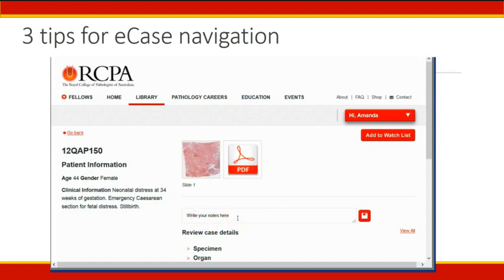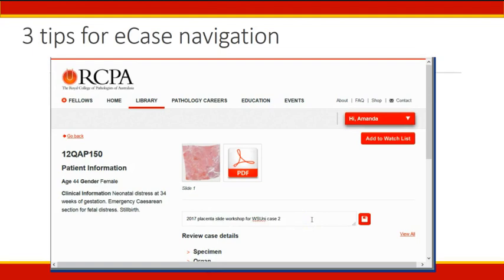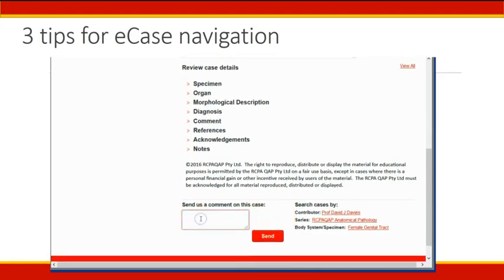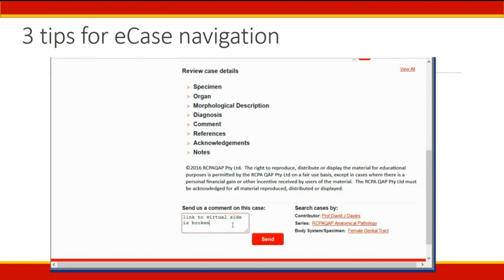The second tip is to write your notes in the notes section, where the notes can only be seen by yourself because you're logged in as yourself. Here I've written a note to myself: placenta workshop, the course, the year, and the case number. The third tip to share is at the bottom. There's a comments box. This is where you can send feedback to the RCPA, such as a broken link to a virtual slide, an error in the case, or suggestions for improvements. The comments are collated by George, the website administrator at the RCPA.